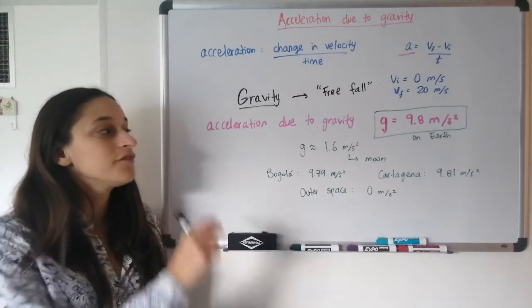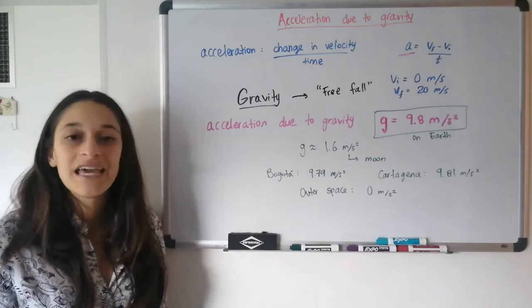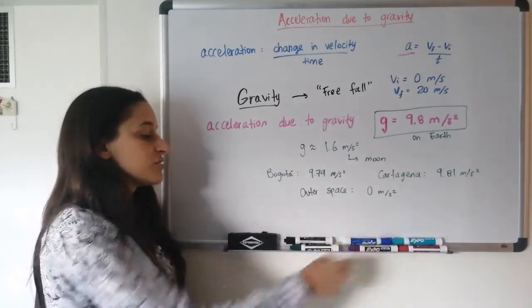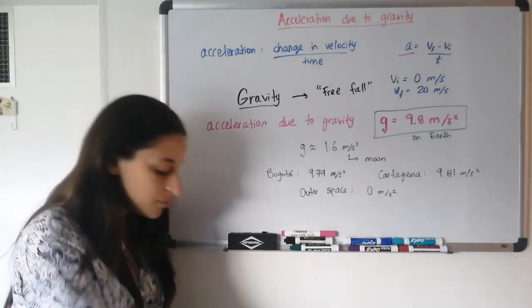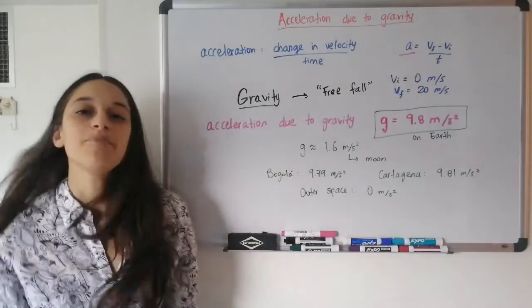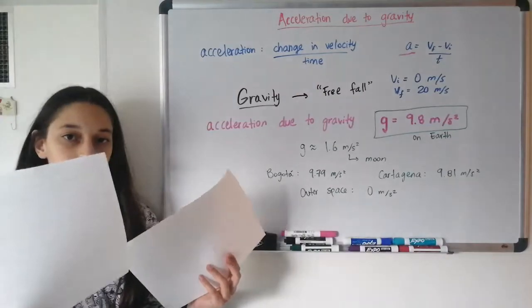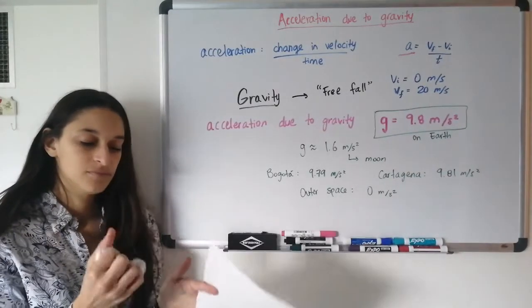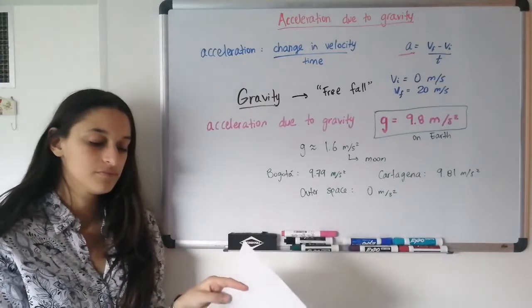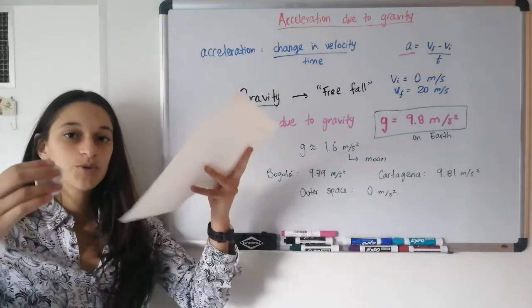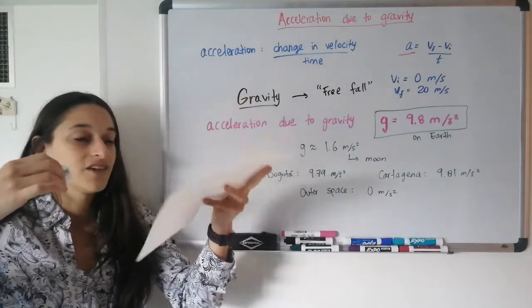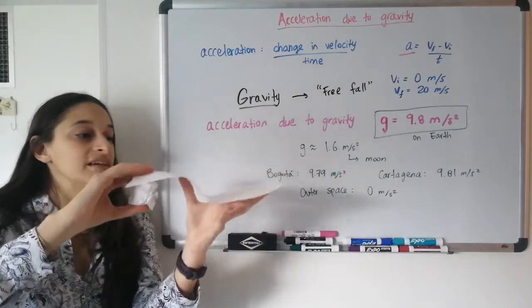I'm saying that everything falls at the same rate. Everything falls at the same speed and accelerates the same amount when it's being thrown. But here, as an example, I have 2 pieces of paper, and one of them I'm going to crumble into a ball. So now I have 2 pieces of paper that have the same mass, but one of them looks like a ball and the other one looks like a plane.